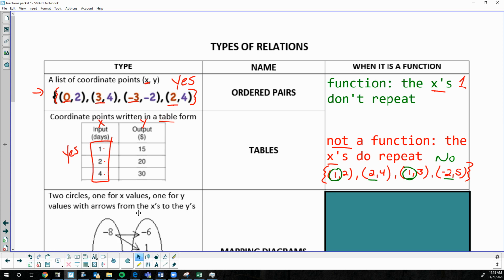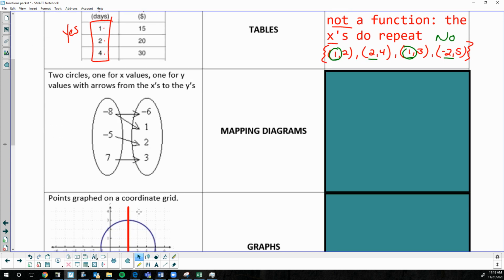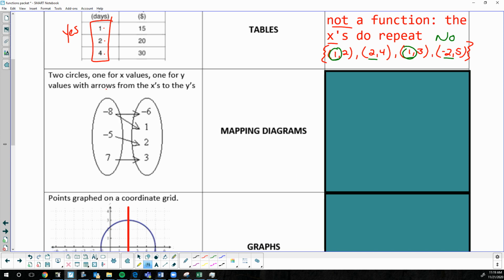Moving on. The second way you might see a relation is a mapping diagram. Okay, so this way we have two circles that show all the x's in a set of a relation and all the y's. They just always put them all together. The big thing to know is just like a table, the x's are first, the y's are second. And you'll notice that the arrows go from an x to a y.